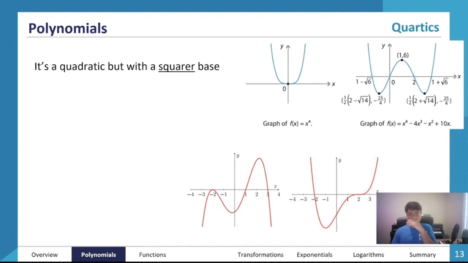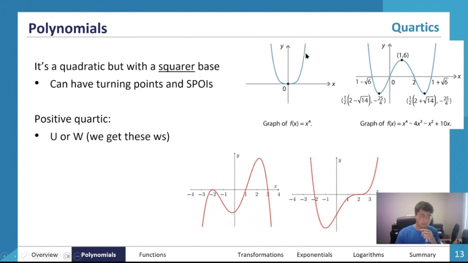Okay, now moving on to quartics. It's a quadratic but with a squarer base, and there's not much more that can be said there. You can see it looks like a quadratic. It comes down and then it goes back up, but you can see how it's a bit flatter at the bottom. So it comes down and then it flattens out and then it goes back up.